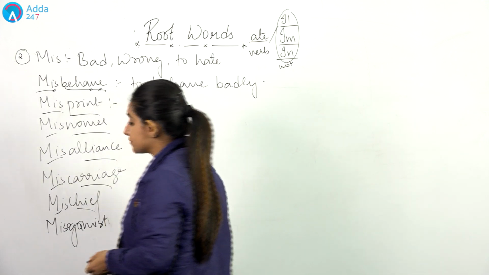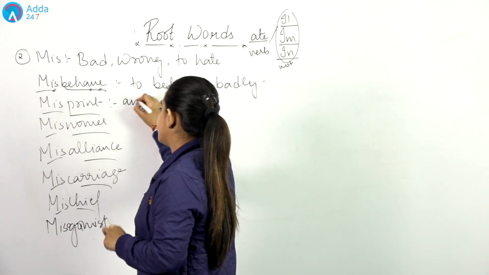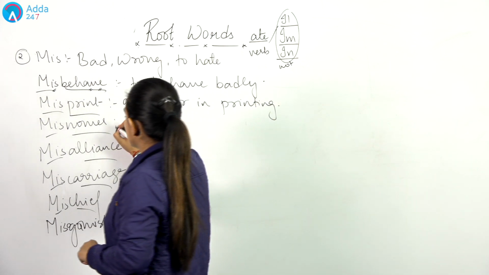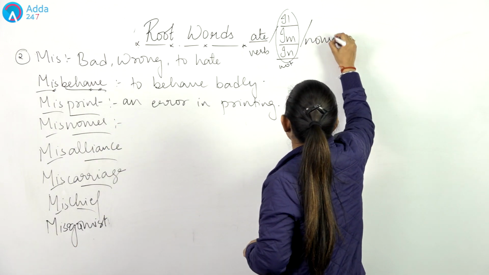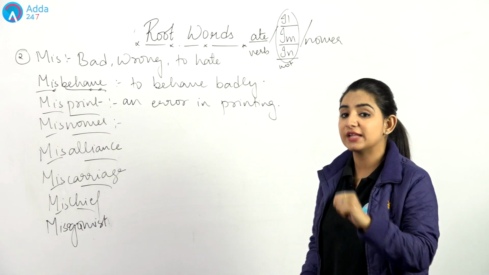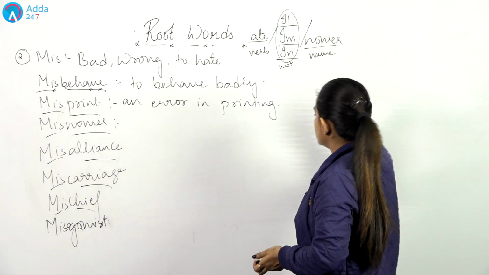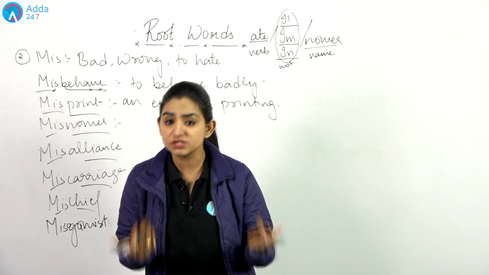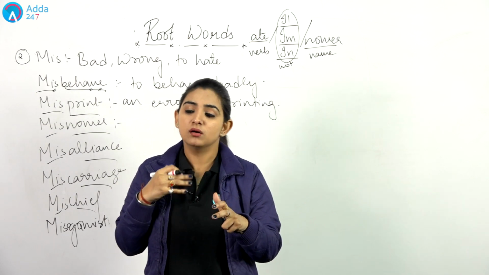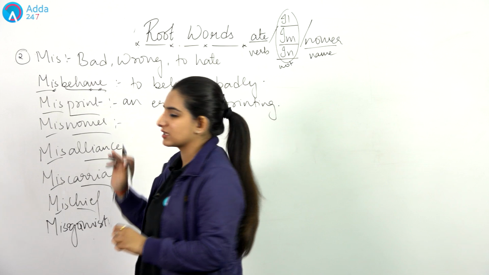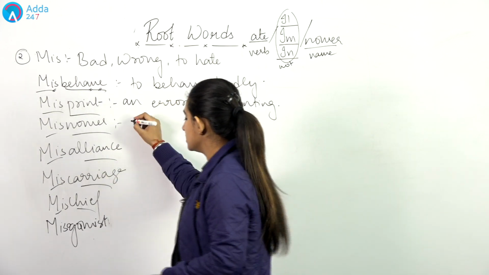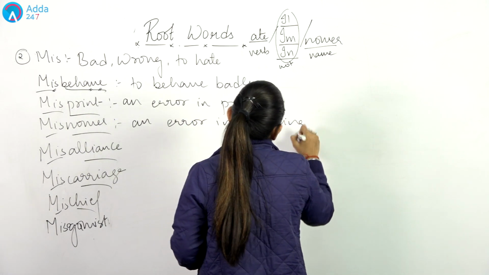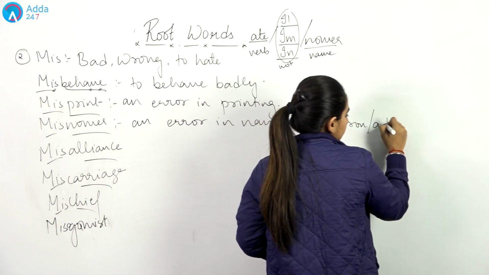Then we say misprint. Misprint, what does this define? An error while printing, or an error in printing. Then we say misnomer. Nomer is again a root word that defines the name. It is used to define the name. When I say misnomer, what does it mean? That somebody must have misspelled the name, mispronounced the name. So misnomer is actually related to name. And when I say misnomer, this means an error in naming a person or a thing.